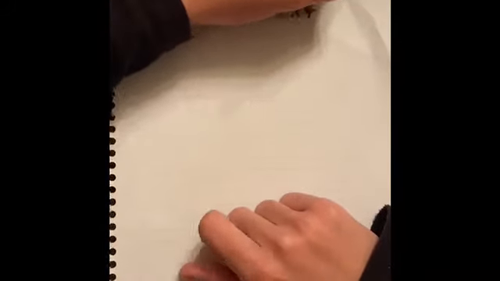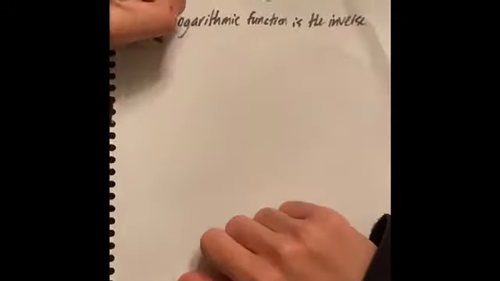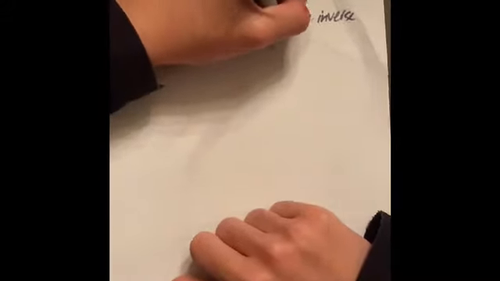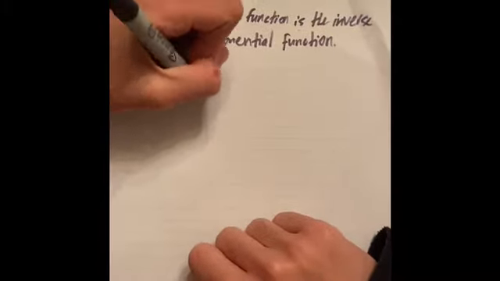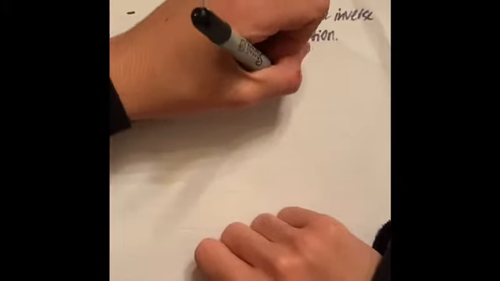So for starters, what is a logarithm? As we know, a logarithm is the inverse of an exponential function. And the simplest way for me to remember it is whenever I get asked what a logarithm is, I automatically think that a logarithm is an exponent. And the easiest way to remember is to repeat it with me. A logarithm is an exponent.